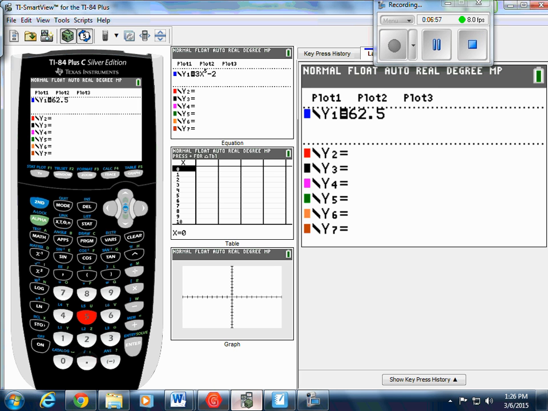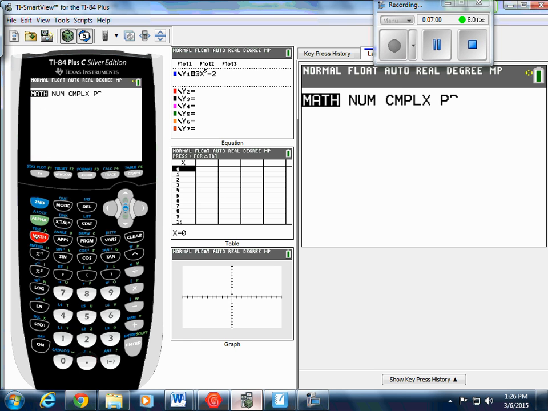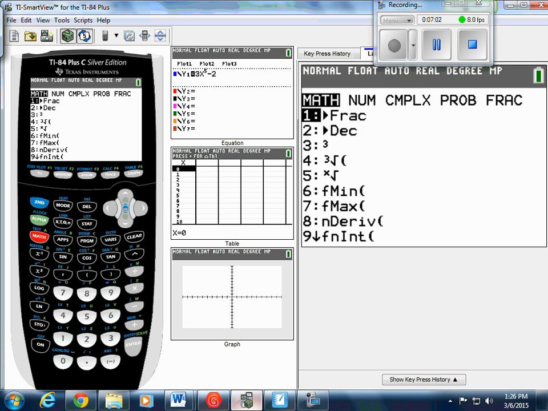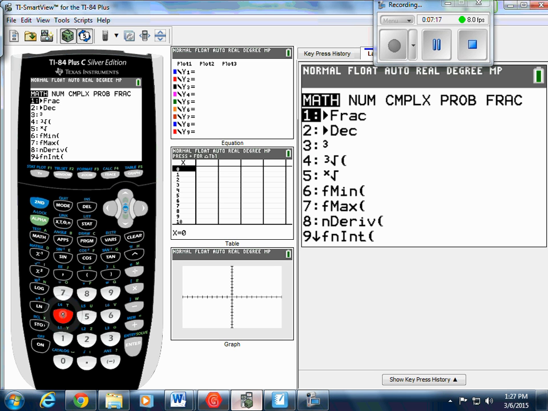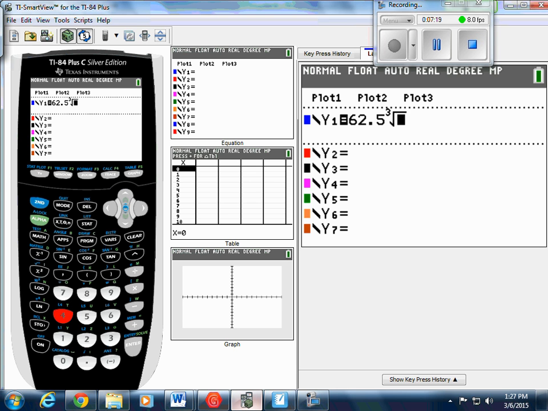So 62.5, and I'm going to go to the third root. All right, let's try that again. We're going to have 62.5, and then we're going to have the third root of t, so x, and then we make sure we get out of that third root, and then we have our 75.8. We hit enter, and then we're going to graph it.